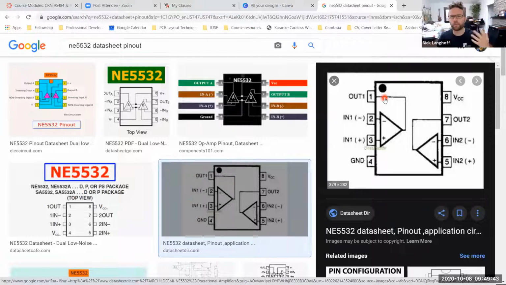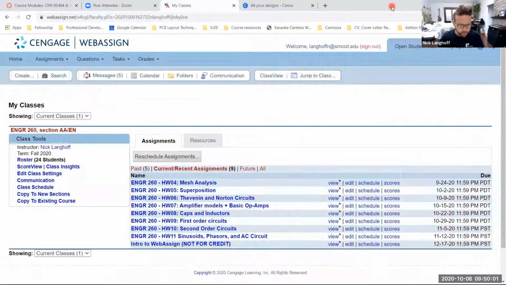As you become more and more familiar with part names, you'll recognize things like an NE5532 is a classic signal and audio amplifier, dual package.